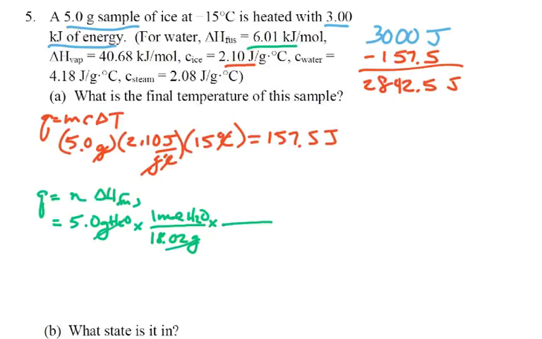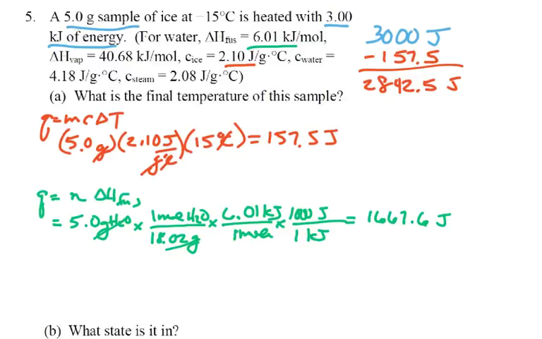So that gives me moles of water. And then I have 6.01 kilojoules for 1 mole. And I am working in joules, so I'm going to say 1 kilojoule is 1,000 joules. And when I work this all out, I get a value of 1667.6 joules. So it takes me that much energy to melt that ice.